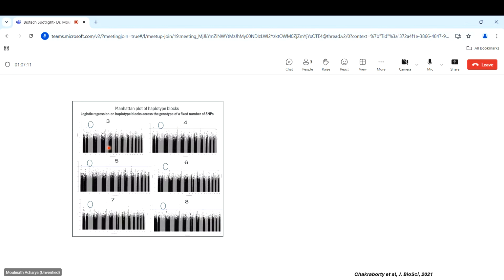So for these 3, 4, 5, 6, 7, and 8 SNP haplotypes, we have done a logistic regression on these haplotype blocks, and you can see that this is a Manhattan plot, and this is the genome-wide suggestive threshold, and these SNPs are always on top of the threshold for all these haplotype blocks.